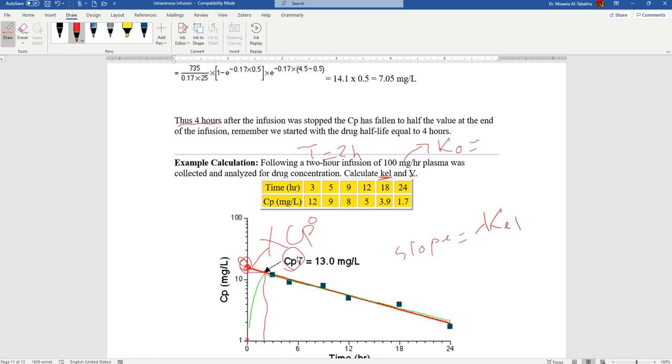For me, I would suggest that you take CPT capital, which is here, and the point probably that is here. I don't know, this may be 2 or something like that. So take these 2 points, then take ln of this number minus ln of this number, which is 13, divided by 24 minus 2, meaning 22. This will give you the slope. It will be negative, so the negative number will be negative KL, and then you can calculate KL.